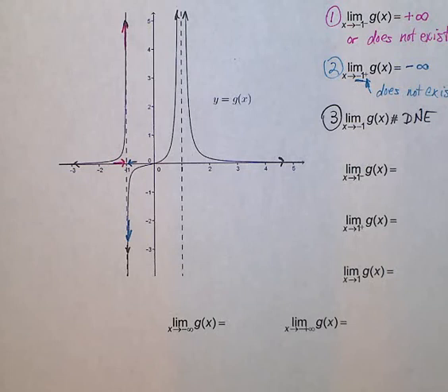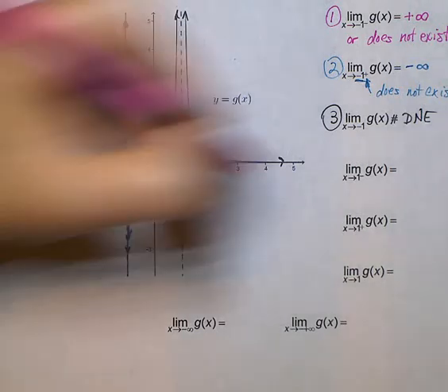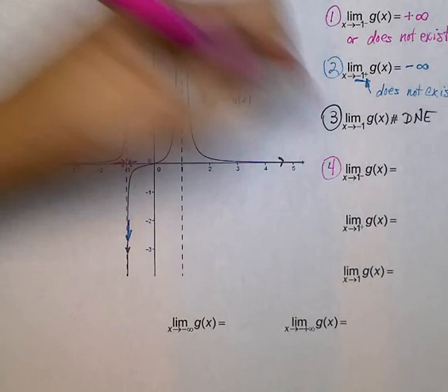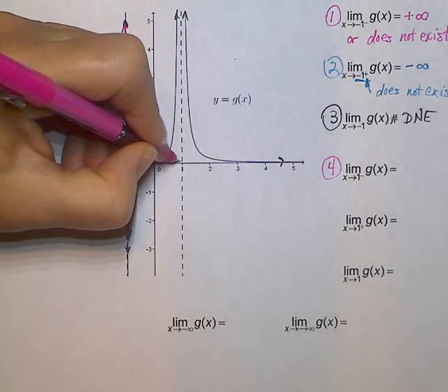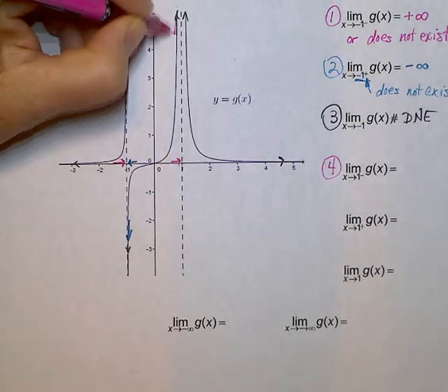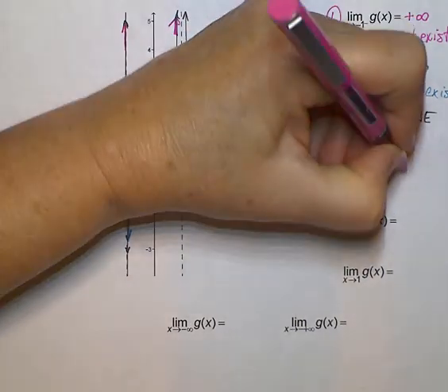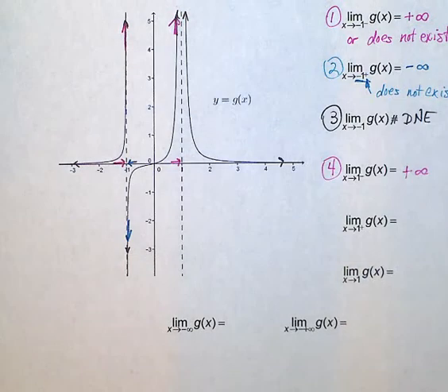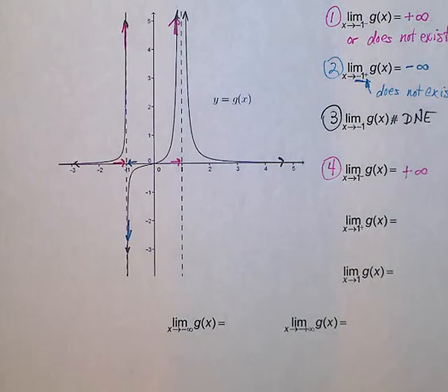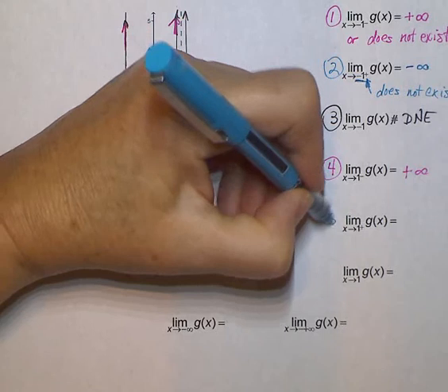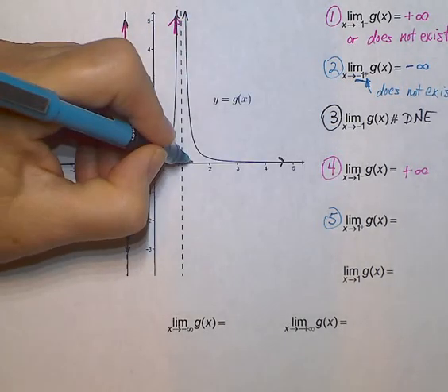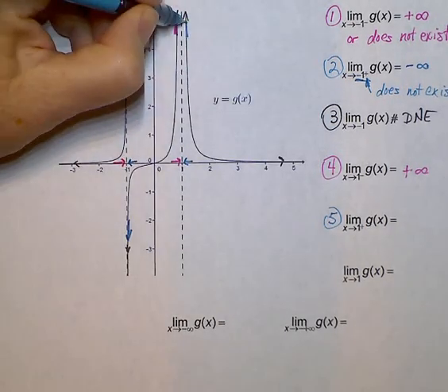Okay, let's contrast that behavior at that vertical asymptote x equals -1 with what's happening at the vertical asymptote x equals 1. So what happens as x approaches 1 from the left? Hopefully you are answering along with me. The answer is plus infinity. What's happening as x approaches 1 from the right? We're looking at these y's. Again, we're going up towards plus infinity.